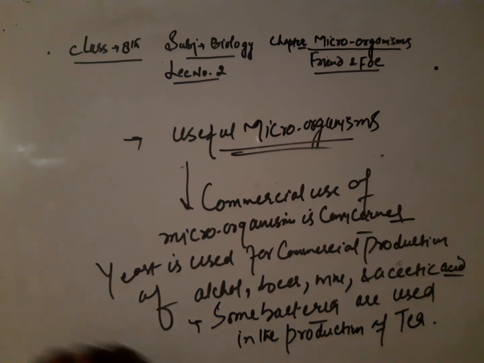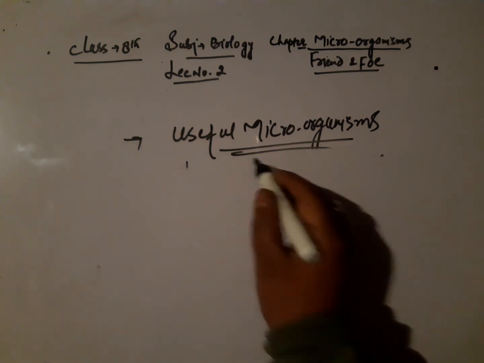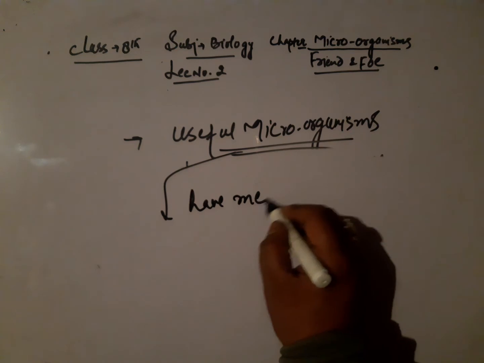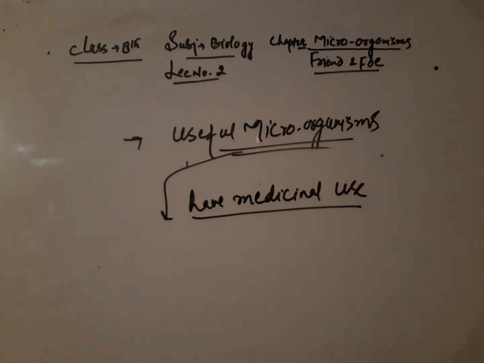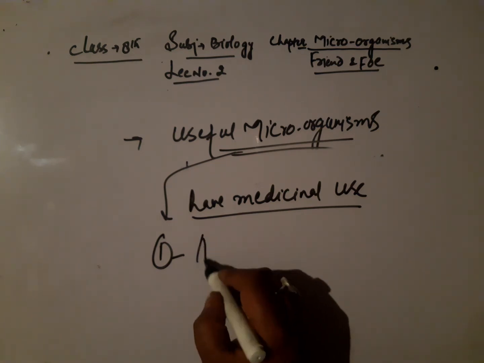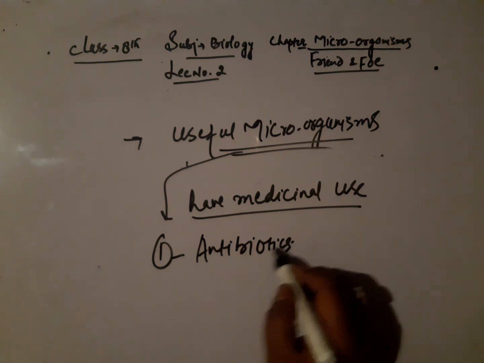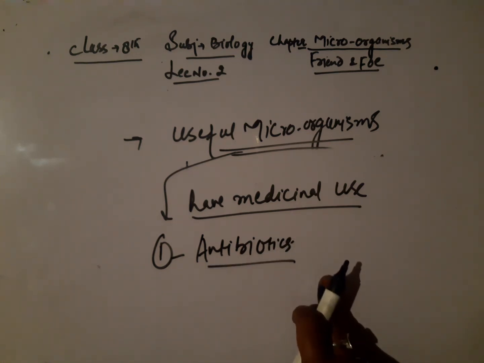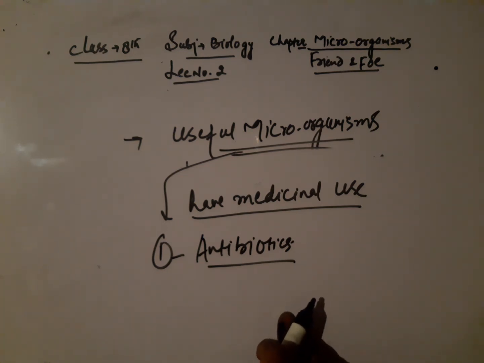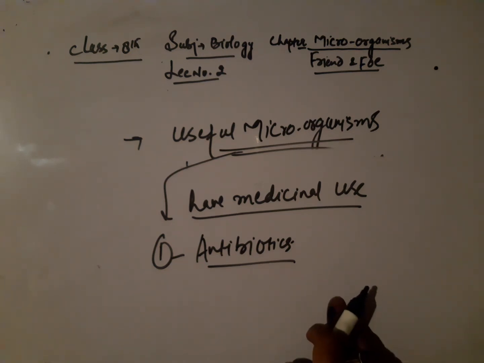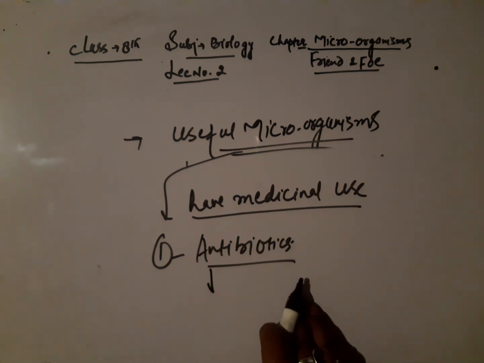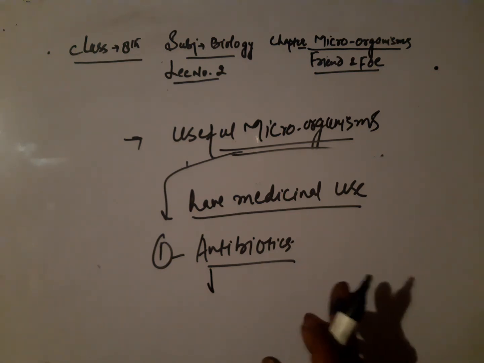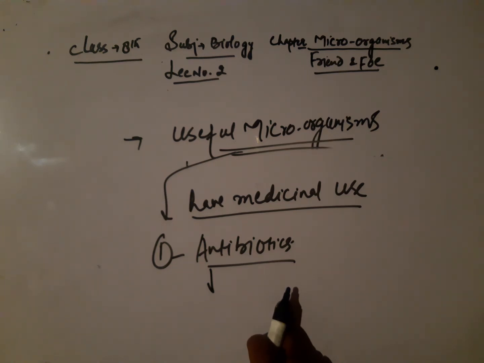As far as the medicinal use of microorganisms is concerned, microorganisms also have medicinal use. The first medicinal use of microorganisms is antibiotics. When we fall ill, the doctors give us some antibiotics, whether capsules or injections. The question here is, what are antibiotics? The medicines produced by living organisms, whether from bacteria or fungi, which kill or stop the growth of the disease-causing microorganisms present in our body, are called antibiotics. So it is one of the medicinal uses of microorganisms.